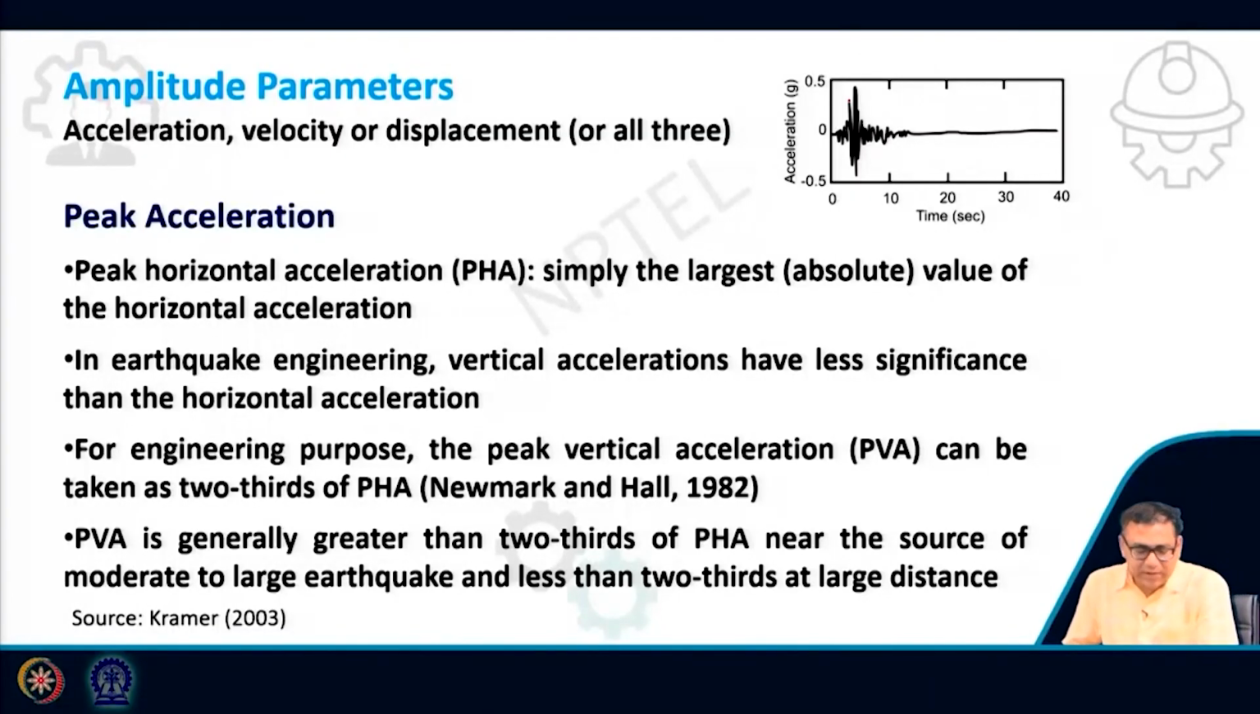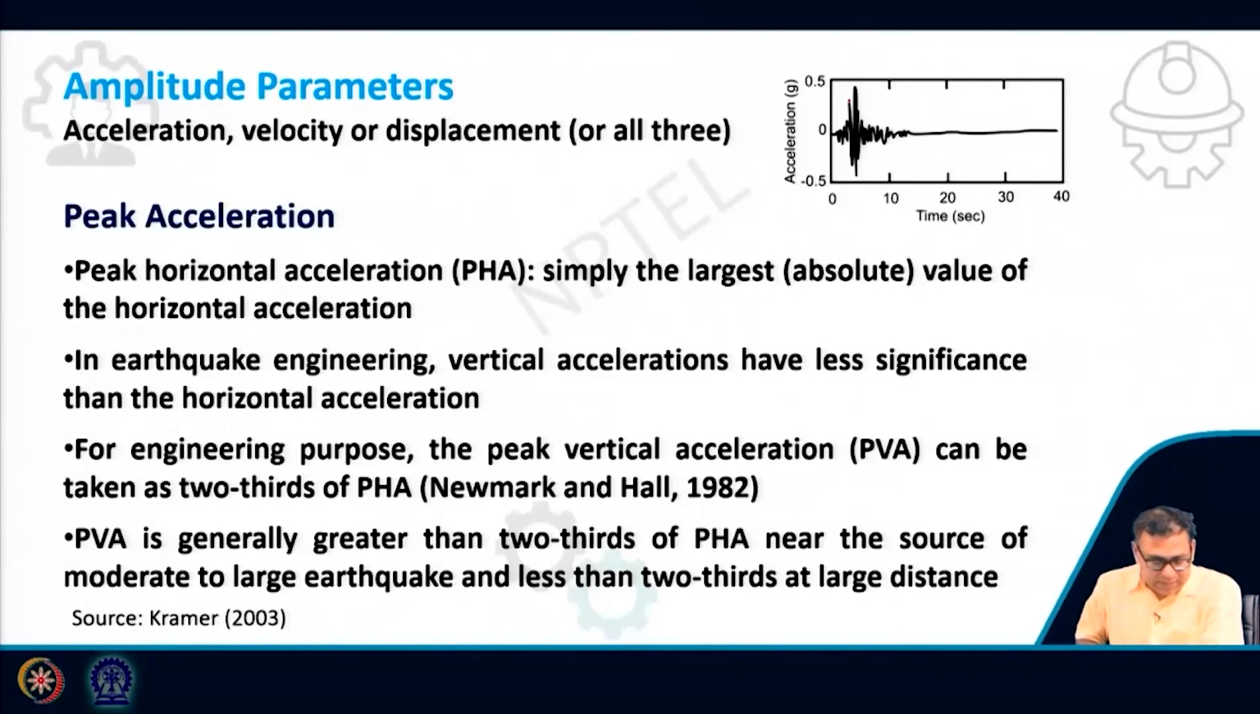Okay? In earthquake engineering, vertical acceleration is less significant than the horizontal acceleration, but it doesn't mean that you will always neglect that. Sometimes we neglect this vertical acceleration as it has less significance compared to horizontal acceleration, but not always. Okay. For engineering purpose, the peak vertical acceleration can be taken as 2/3 of PHA. There is a thumb rule that if you want to take it, you can take the peak vertical acceleration as 2/3 of peak horizontal acceleration.